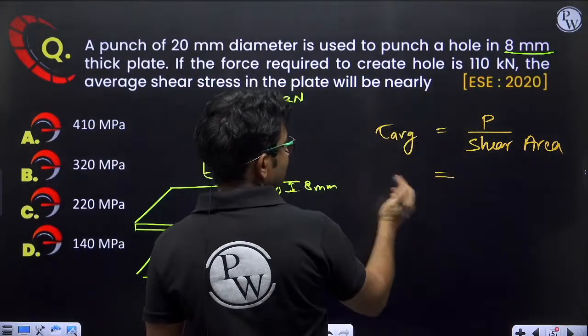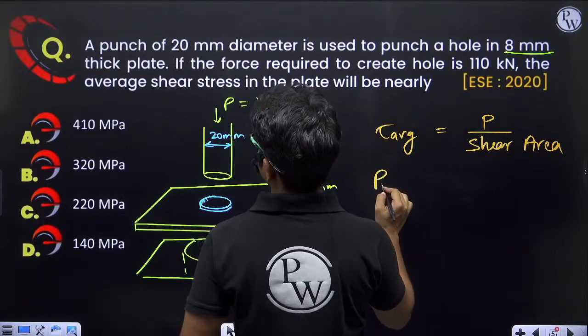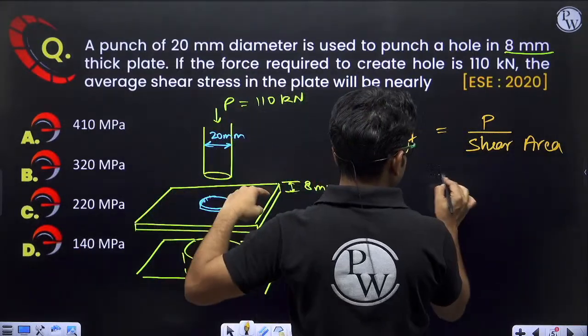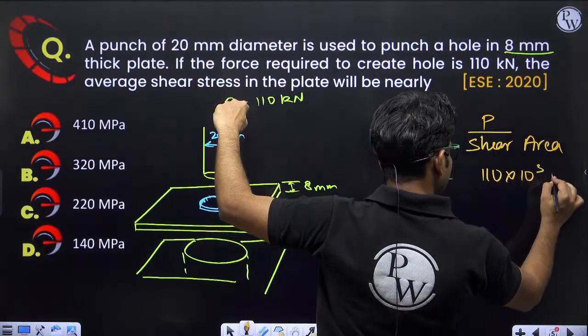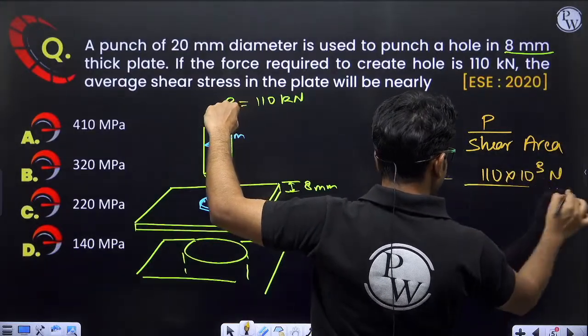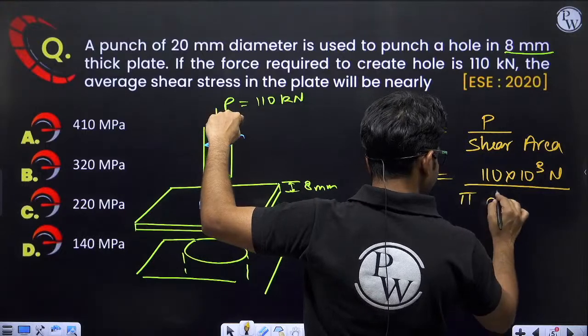Average shear stress is to be calculated, and the force is given. So force is 110 kilonewton, that is 110 into 10 to the power 3 Newton, divided by shear area. Shear area is pi d t.